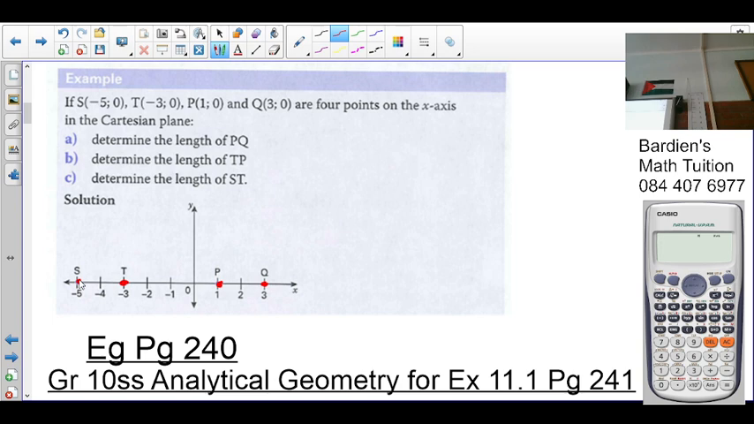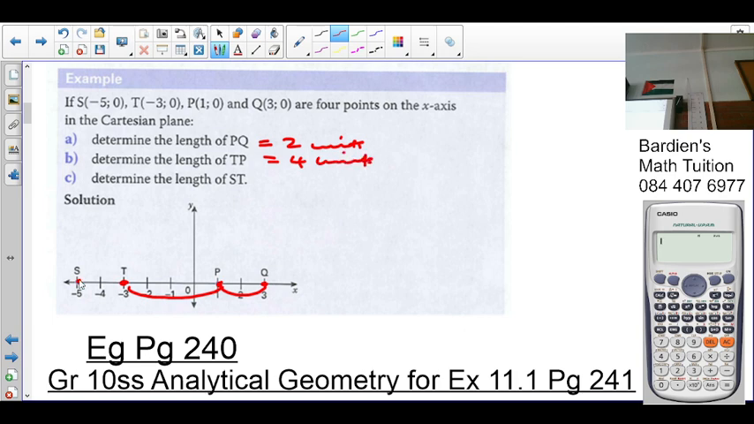The question says determine the length of PQ. So we look at the distance between 1 and 3. The distance, of course, is 2. So it's 2 units. What's the distance between T and P? So from -3 to 0 is 3, and from 0 to 1 is 1, so it's 4 units.